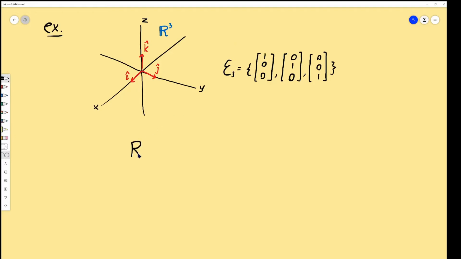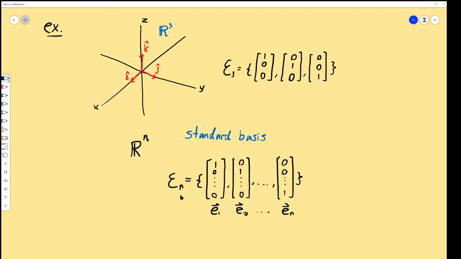For any Rn, we can construct a standard basis, and it looks like this. So if I want to construct a standard basis for Rn, it's epsilon n, which is equal to this set of n many vectors, E1 to En, where each of these vectors has a 1 in the different component positions and then zeros in all the other positions. So they represent traveling a distance of 1 unit along each of the n many axes that we could imagine in this space.